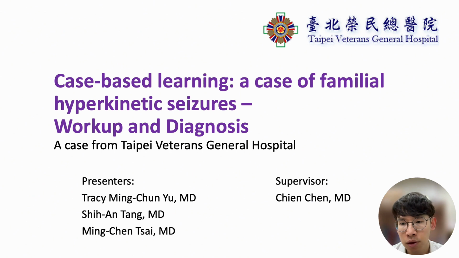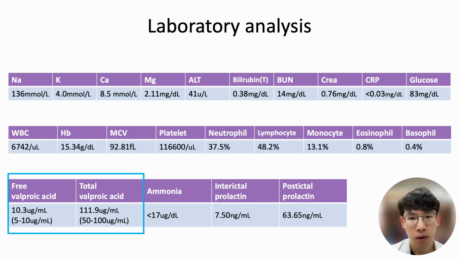In this next section, I'll talk about the workup and diagnosis of this patient. First, let's look at the lab analysis. We can see that his electrolytes, liver function, renal function, CRP, glucose, and complete blood count are within the normal range. His free valproic acid level is 10.3 and total valproic acid level is 111.